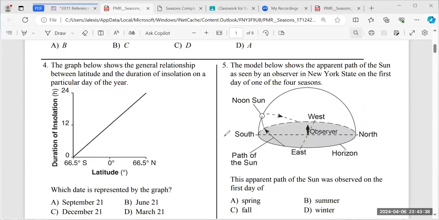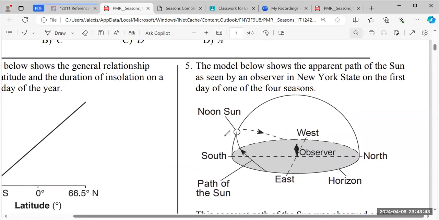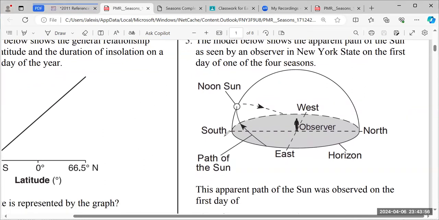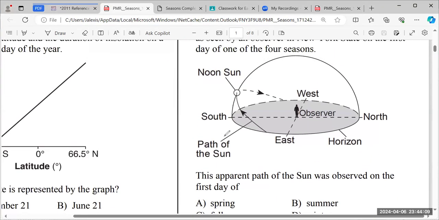All right, number 5. We're going to be focusing on number 5. So number 5 says, the model below shows the apparent path of the sun as seen by an observer in New York State on the first day of one of the 4 seasons. And it says, this apparent path of the sun was observed on the first day of what? Now, when you get a problem like this, this is how we can tell the first day of what season it is. You have to look at the path of the sun.